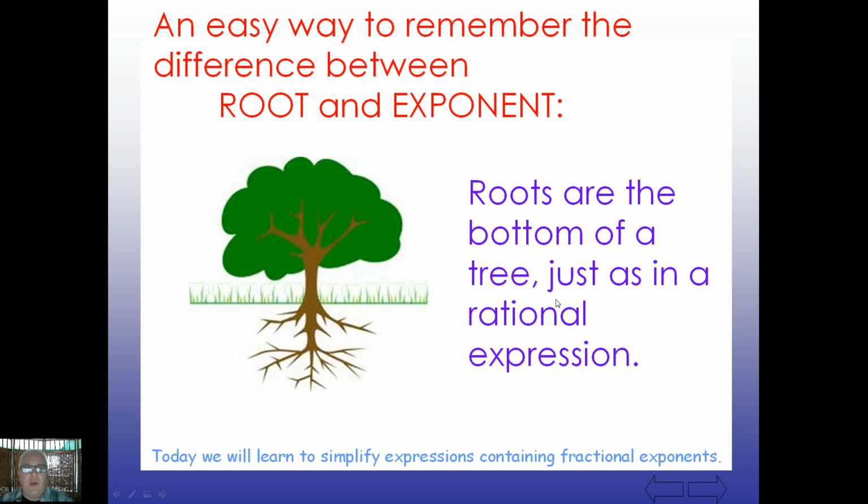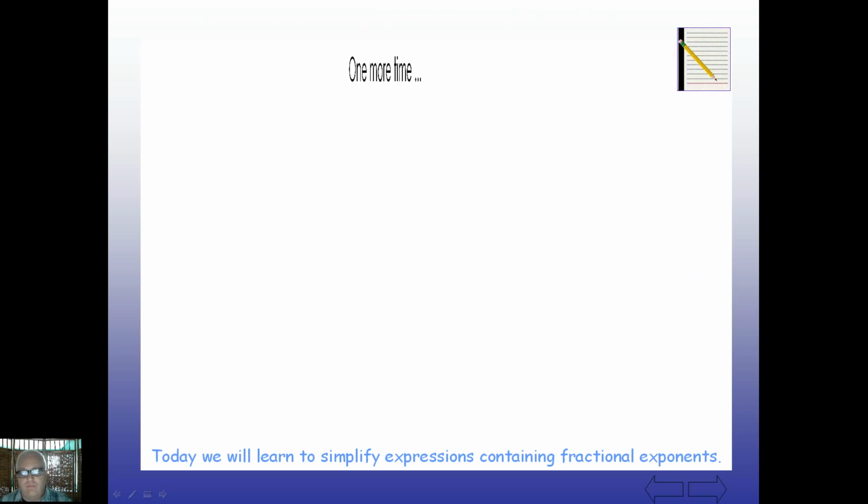Now an easy way to remember the difference between a root and an exponent. Roots, like a tree. The top of the tree, we have the tree and the canopy. The bottom are the roots. A math colleague of mine, way back in college, all those decades ago, actually taught me this, and I've never forgotten it. The roots of a fractional exponent, just like a tree, the roots are at the bottom. So roots are at the bottom of a tree, just as in a rational expression. So thank you, Adrian.